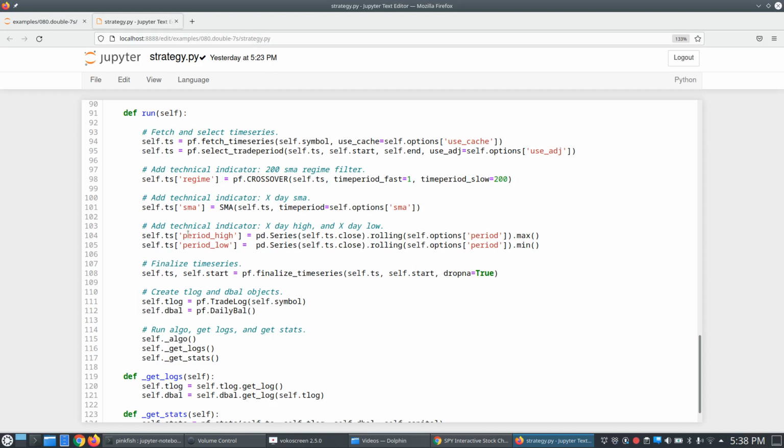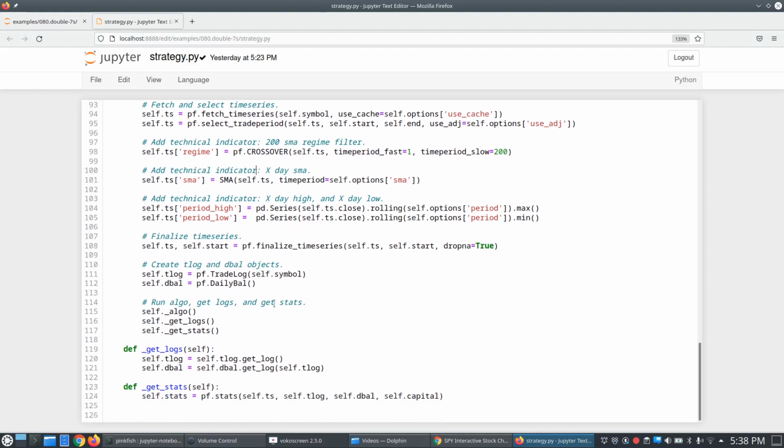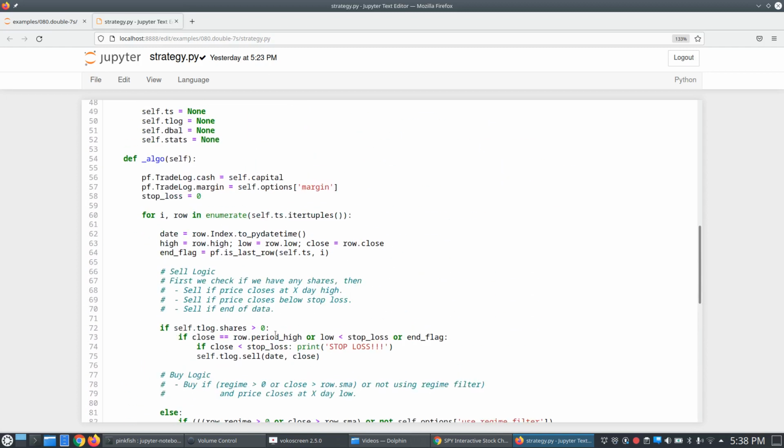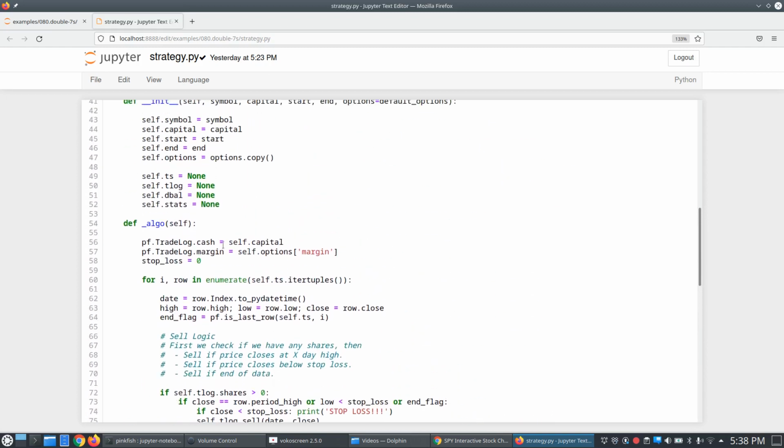Here we set the period high and the period low, and you can pass those in as options. Then we finalize the time series, and we create the trade log and the daily balance logs. And then after that, we run the algorithm, we get the logs, and we get the stats. Okay, so then after that, these variables will all be filled in, and we can use them from the driver side, the driver file. So let's quickly go through the algorithm.